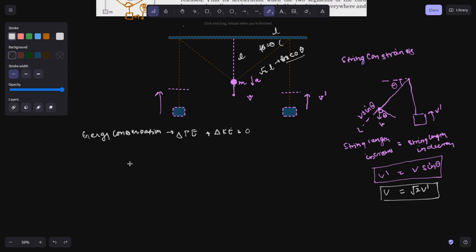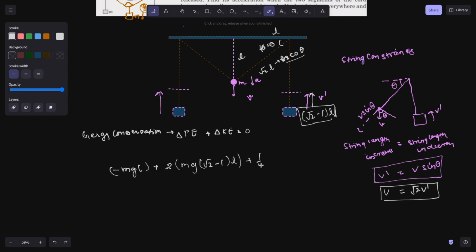From this, the potential energy for the central block would be negative of mgL, plus for these two blocks it would be mg root 2 minus 1 L. Why is it root 2 minus 1? Because when taking these values, we all know that this is root 2 and it goes up, so the value becomes root 2 minus 1 L by the analysis of the right angle triangle.